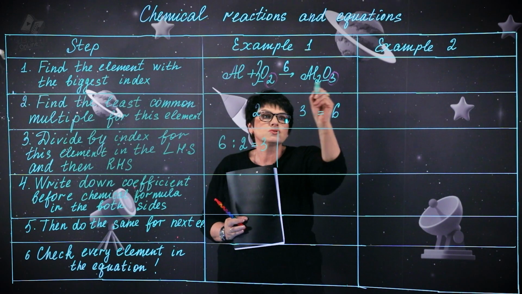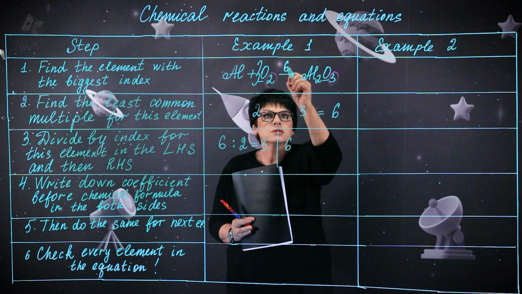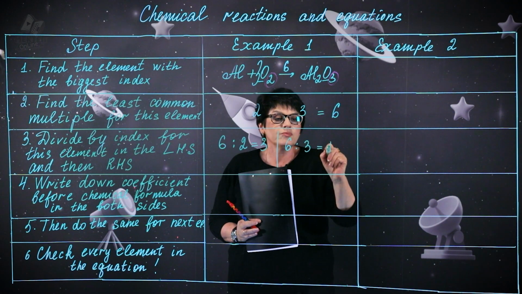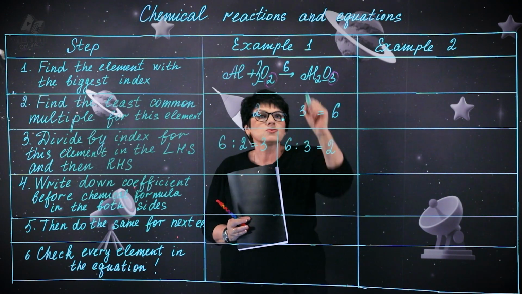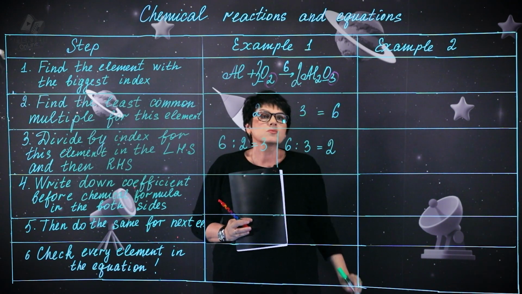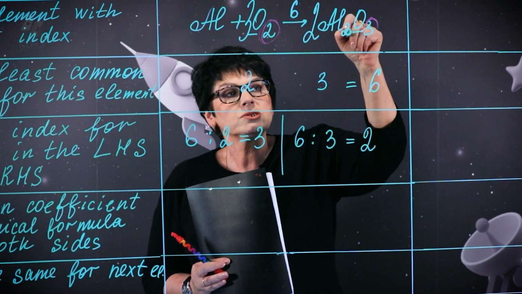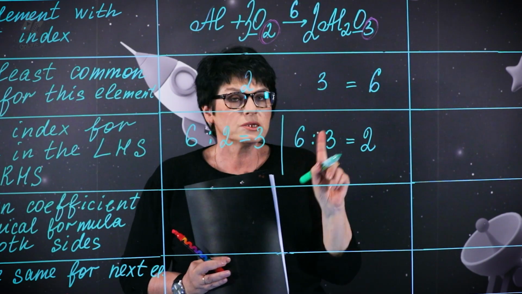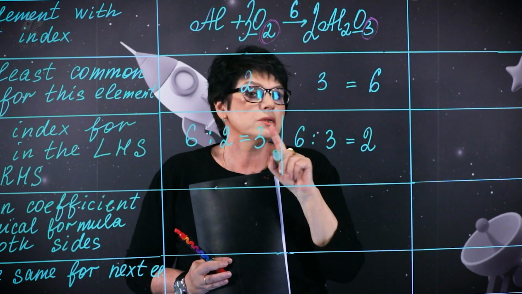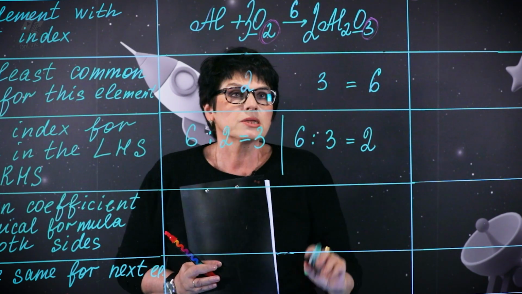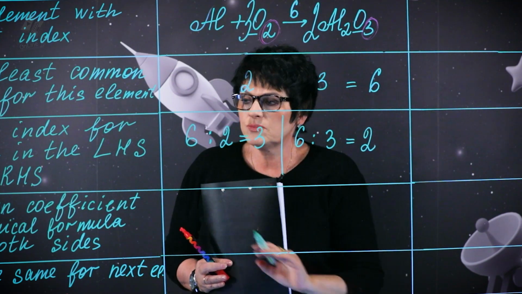Now what do we have on the right side? On the right side, we divide the least common multiple, LCM, of oxygen by 3 and obtain the result of 2. And we put this 2 in front of the formula Al2O3. You can't put this 2 inside the formula. That's just not acceptable. Inside the formula, there can't be any other numbers except for the indices. All right, we're good. We've equalized the oxygen.